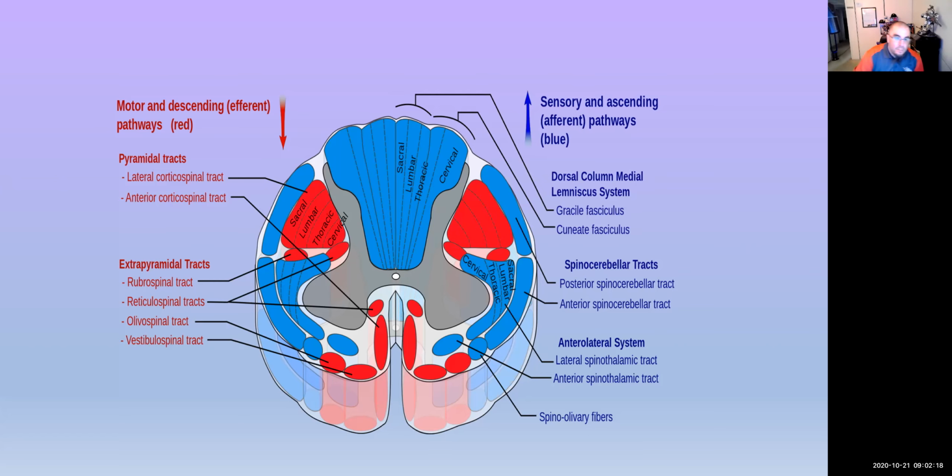And I know that it shows as red. That's going to be one of those weird tracts. They don't talk about this a lot, but the vestibulospinal tract has a little bit of a sensory component too. So it sends some information back up to the vestibular system. But you have to know that it's a primary motor tract.